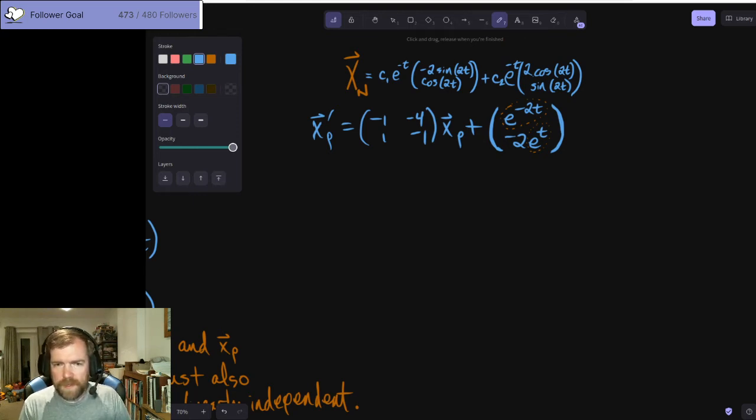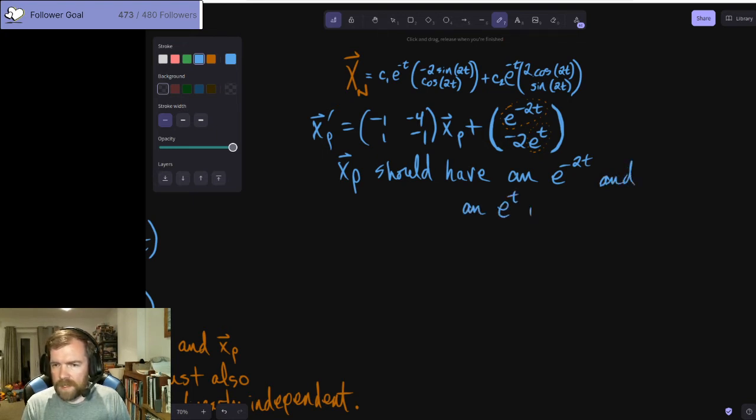So we think, anyway, x sub p should have an e to the negative 2t and an e to the t in it. And one would hope that that is going to be it for our particular solution, that we just have an e to the negative 2t and an e to the t portion at some point.